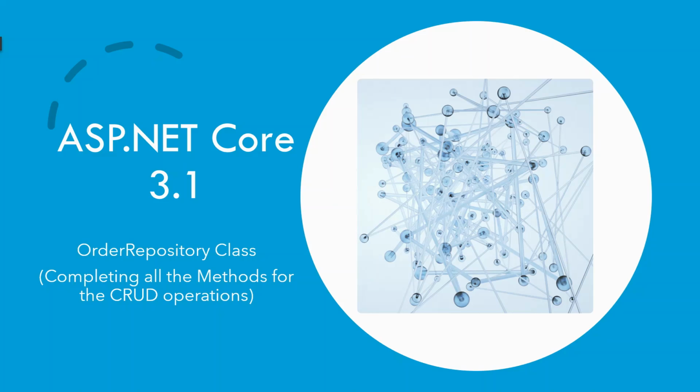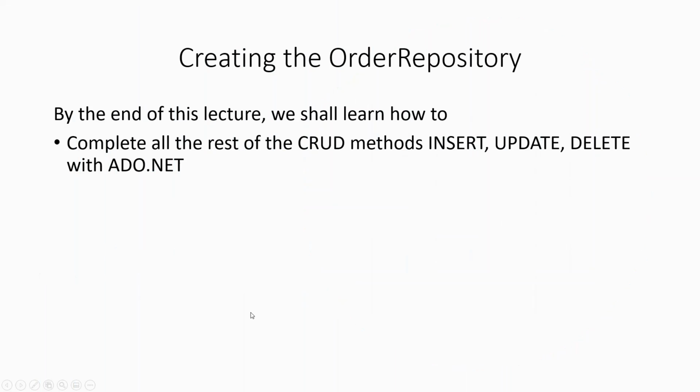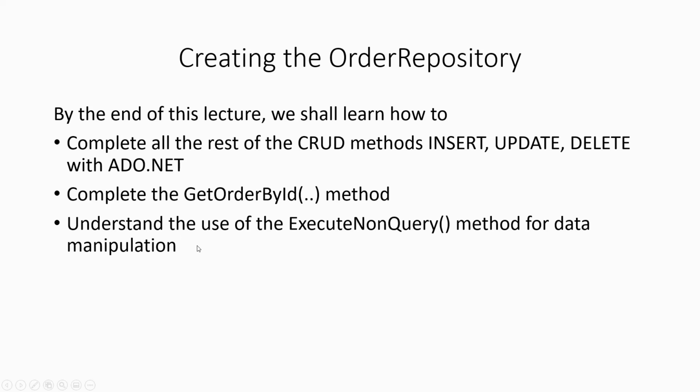So let's move on to the learning outcomes of what we will learn by the end of this lecture. By the end of this lecture, we shall learn how to complete all the rest of the CRUD methods, insert, update, delete with ADO.NET, and complete the get order by ID method, and understand the use of the execute non-query method for data manipulation, which we have seen while creating the customer repository, but we'll revise anyway. So let's flip over to Visual Studio again.